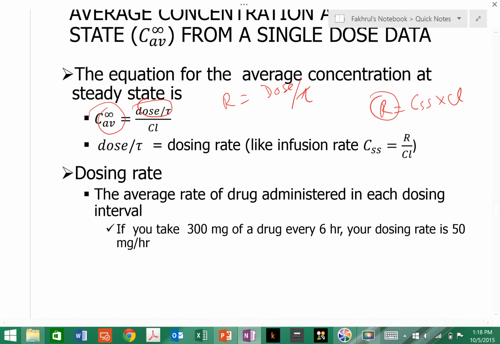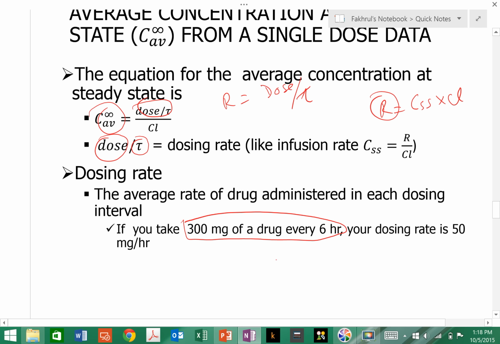And dosing rate, remember, is something different from infusion. Infusion rate, we already know what it is. In case of dosing rate, you divide dose by dosing interval. So if you have 300 milligram of drug every 6 hours, then dosing rate would be 50 milligram per hour. Remember, dosing rate has a time component and a mass component.